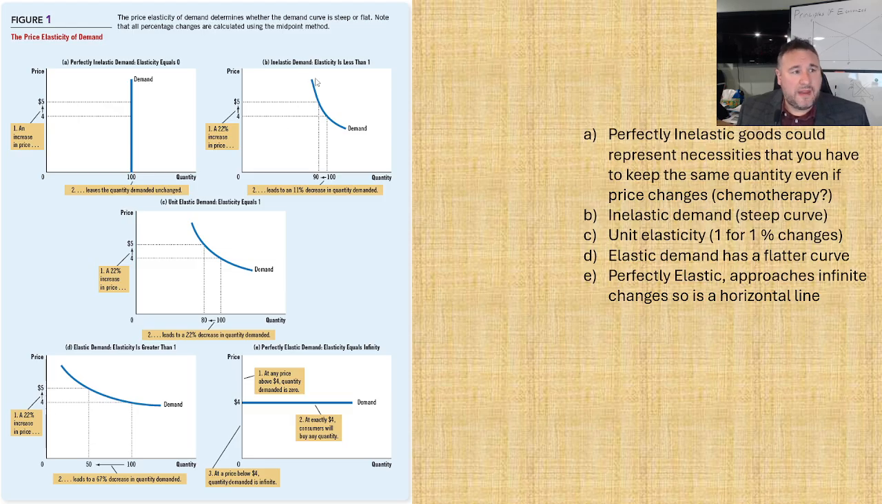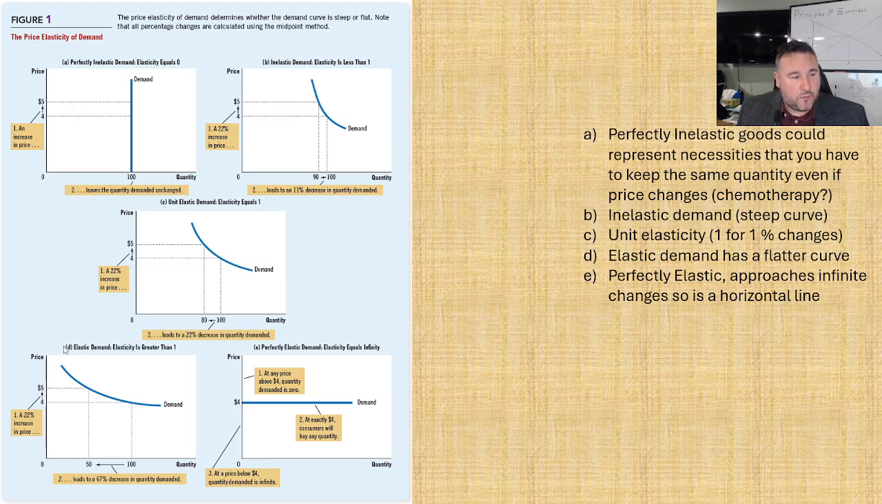For inelastic demand, so that value of elasticity is less than 1, it's going to be curved like this. Unit elasticity has a constant proportional change in both Q and P. So a 22% change there corresponds with a 22% change here.